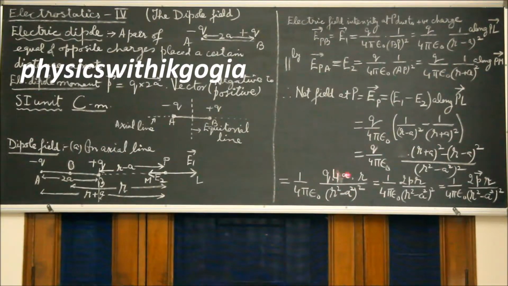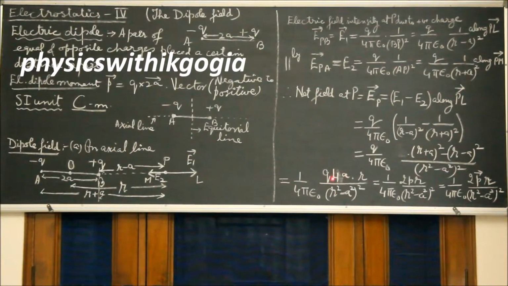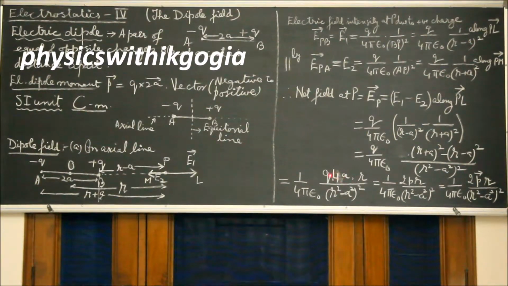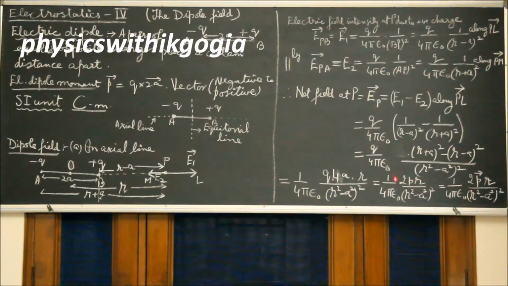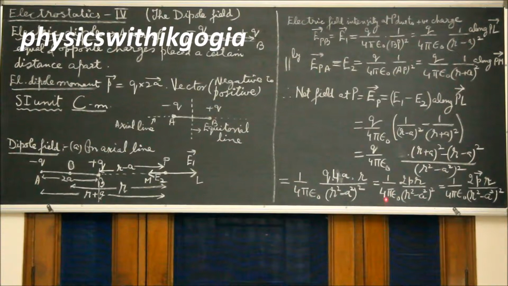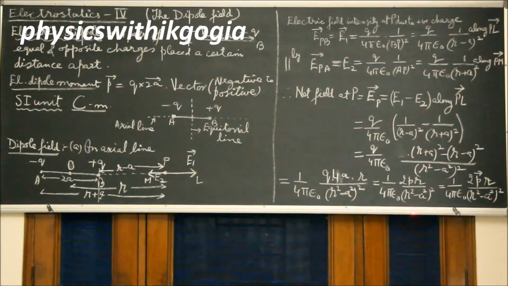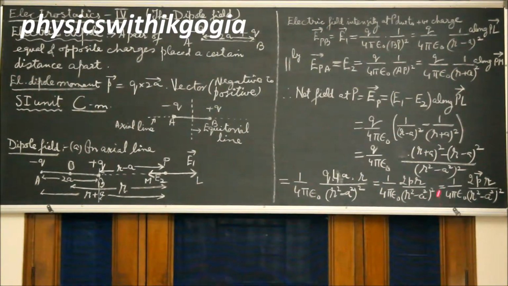This 4a you can write as 2 into 2a. So q into 2a, using the definition of dipole moment, gives you 2pr over 4 pi epsilon naught times (r square minus a square) whole square.